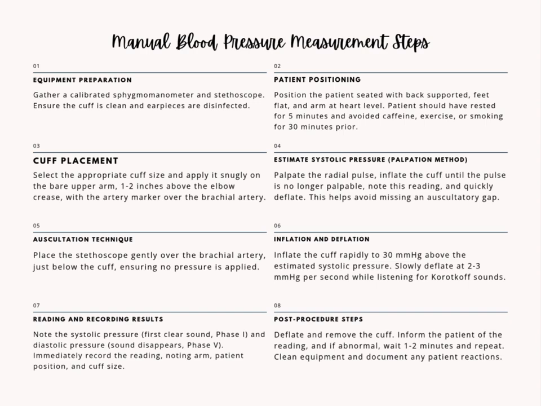When we put the stethoscope on the patient's arm, we put that over the brachial artery. And then once the cuff is pumped up 30 millimeters above the systolic pressure, we're going to slowly deflate, not too fast, but slowly, until we hear the first sound. And then once we hear the last sound, we can deflate it. That first sound we hear is the top number. That last sound is the bottom number.